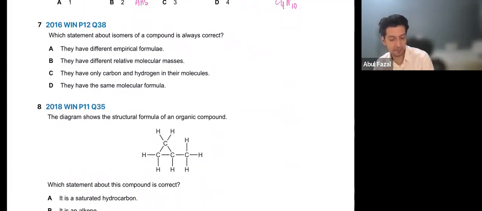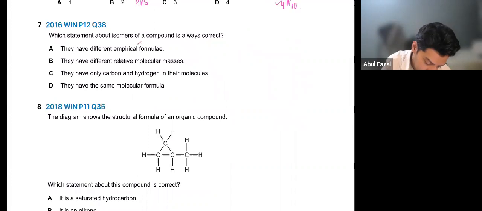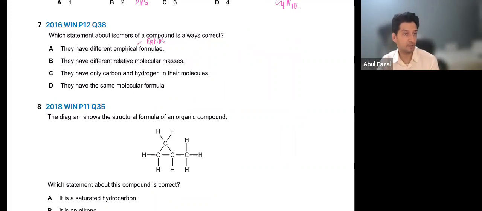Which statement about isomers of compounds is always correct? They have different empirical formula. Empirical formula क्या होता है? Ratios देता है. अगर molecular formula same है तो empirical formula भी same होगा. So A is wrong. They have different relative molecular mass. They have the same number of carbons and hydrogen. This is wrong. They have only carbon and hydrogen in their molecules. No, it could be oxygens or, you know, alcohol. किसी का भी isomer हो सकता है. They have the same molecular formula. That's true. Easy?